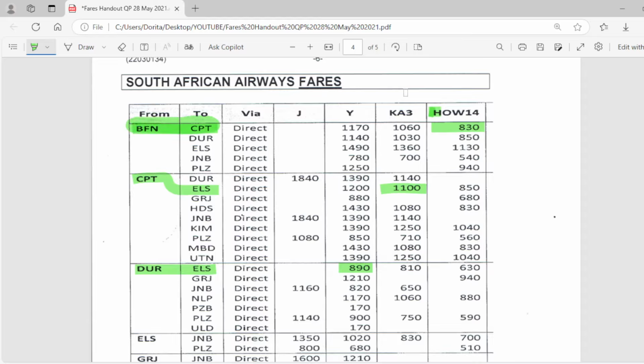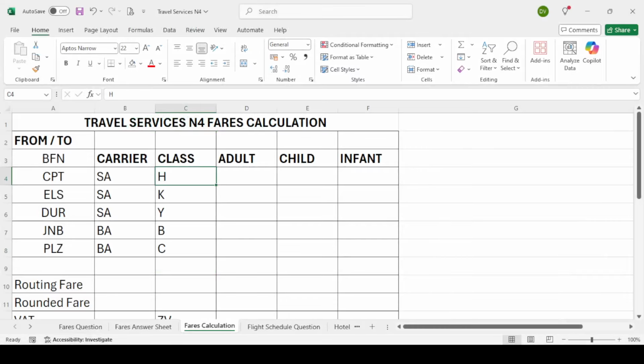You are flying on class H. So even though this code says HOW14, we simply refer to it as class H. Your adult will pay 830 Rand. So on the SAA fares, they only give us the fare for the adult. Right. You have found the flight. You now need to go and insert it onto your answer sheet. 830 Rand for the adult.